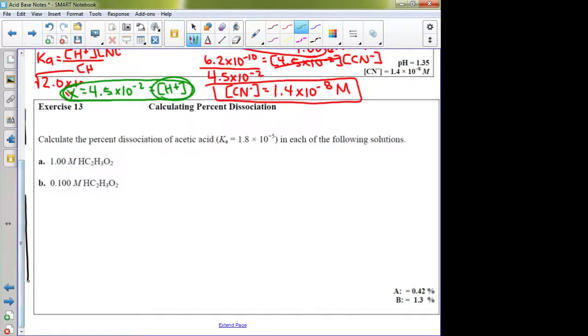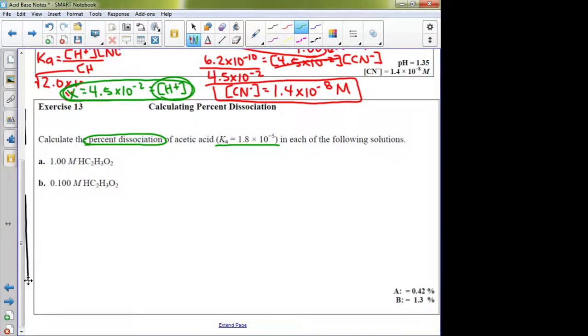All right. Exercise 13. More RICE tables. Yay. Or not. So 13 says calculate the percent dissociation of acetic acid, and the Ka for acetic acid is 1.8 times 10 to the negative 5th in each of the following solutions.